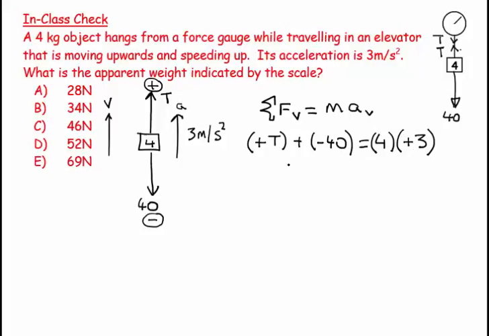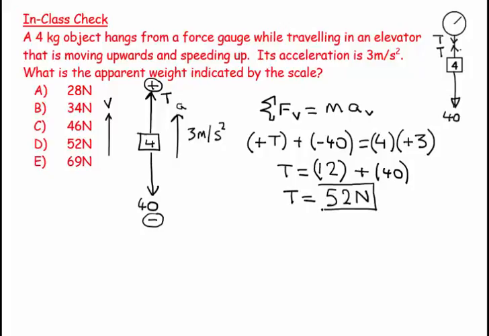So then in that case our T is going to equal 12. 3 fours are 12, plus 40. So T is going to equal 52 newtons. And it is here.